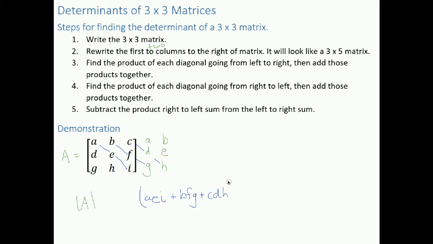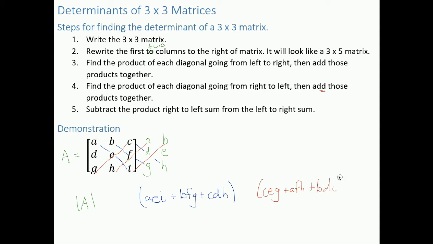So we take all of those. It says find all the products of each diagonal going from right to left. So let's use red here. So C, E, G, and we're going to add those. See, it says and add those together. A, F, H, and B times D times I.